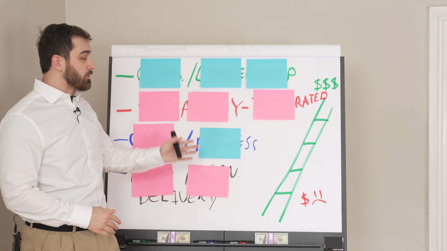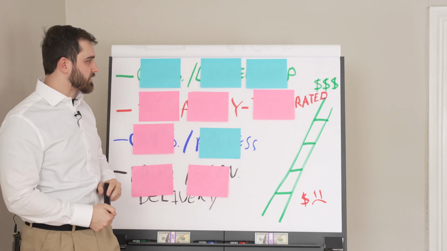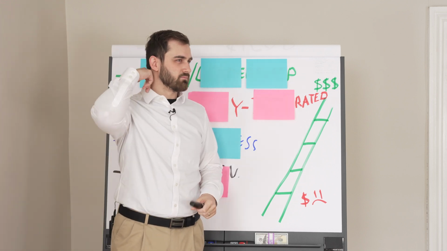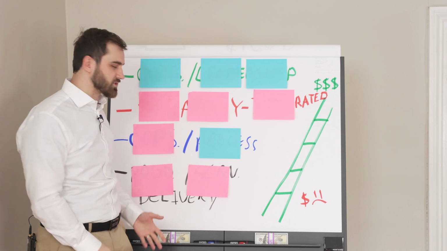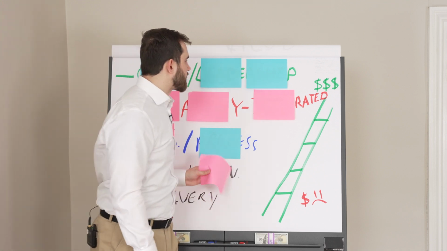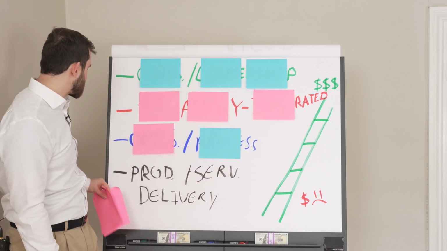Now, some people call this the value ladder, but I call it something a little bit different just because value ladder is mostly in terms of ascending a product, and that's not what this is. So I would say this is the dollar per hour ladder. Let's start with number one, which is product or service delivery.